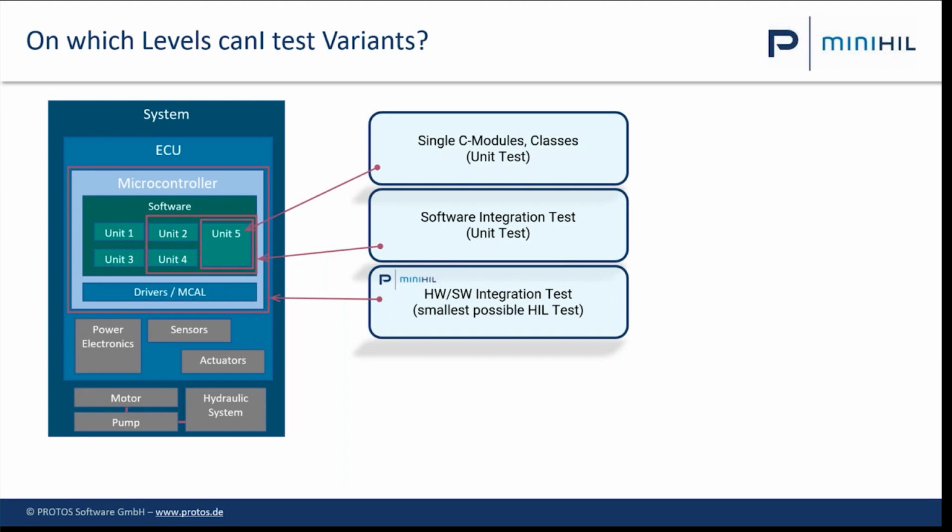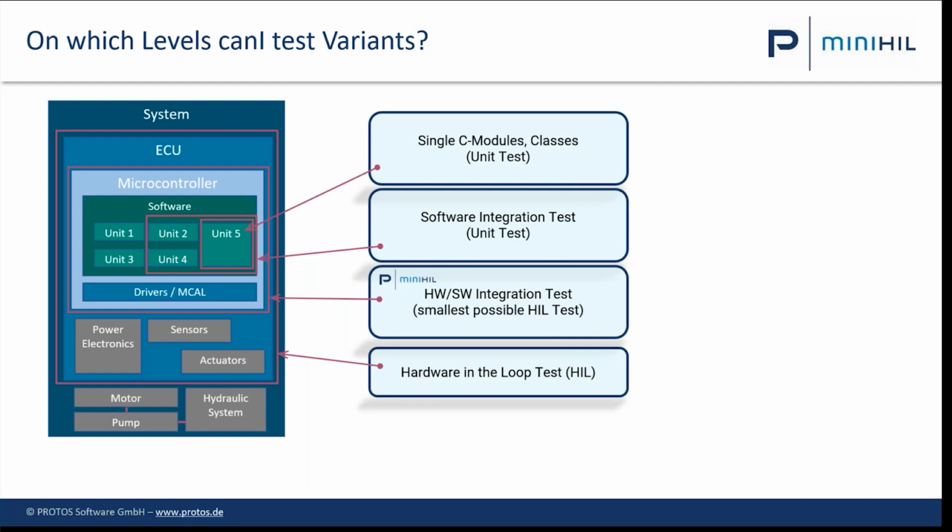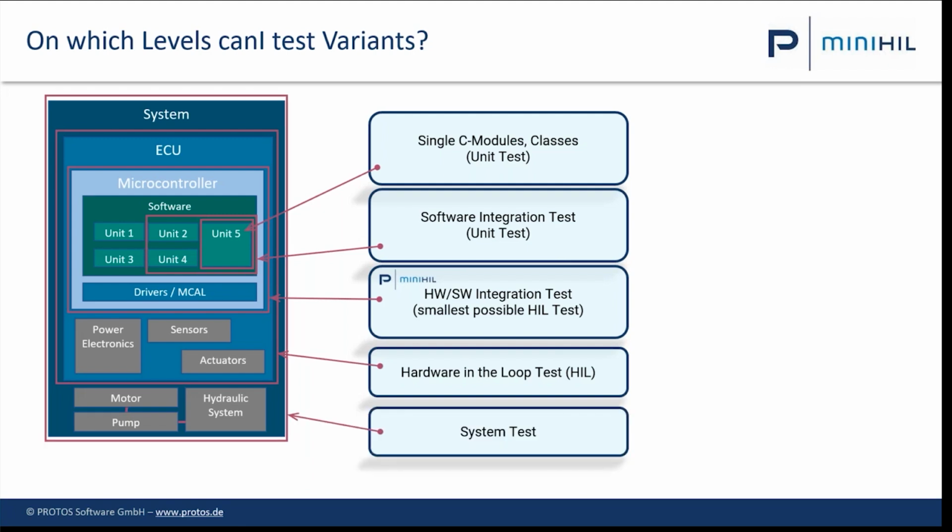Then the next level would be our mini HIL, for example, the smallest possible hardware-in-the-loop test. That's on a microcontroller level. So the microcontroller as a black box with all the software units, application level, but also with the drivers and so on. Then the next step would be a bigger hardware-in-the-loop test, including a complete control unit with power electronics, with sensors, actuators, and so on. And the last level would be a real system test. So you really test your system. You get into the car and drive around the corner, or you let the pump run, whatever application you have.